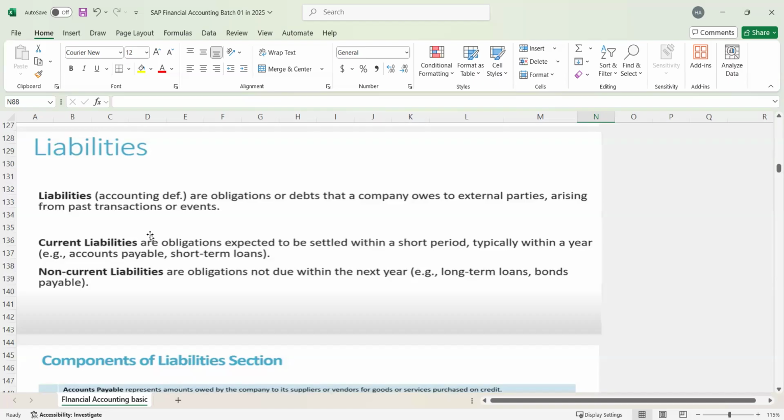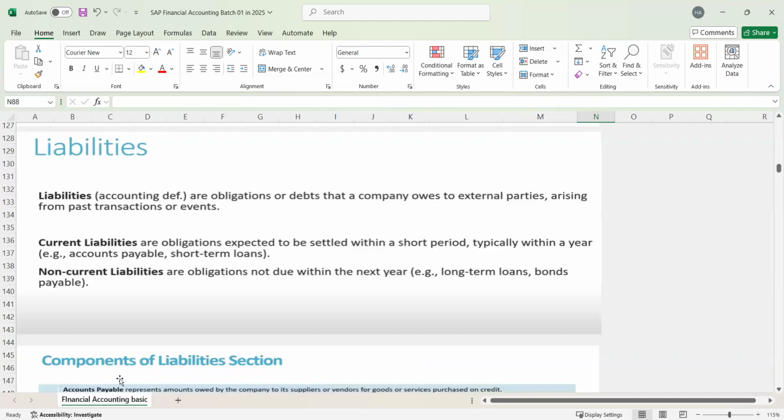Like accounts payable, it's expected you pay your vendor or your supplier within a fiscal year. It's expected, but you are supposed to pay. So non-current liabilities are obligations not due within the next year, like loans and bonds. Some of the loans, you borrowed some money from the bank and you are not really paying back until maybe after 1 year or 2 years, based on your agreement. So these are recorded under your non-current liabilities.